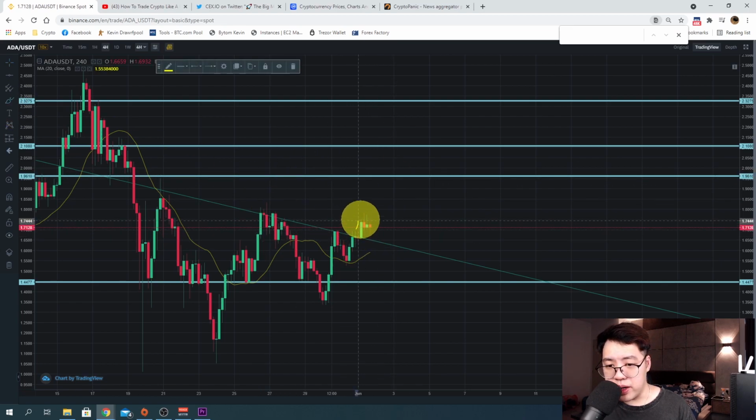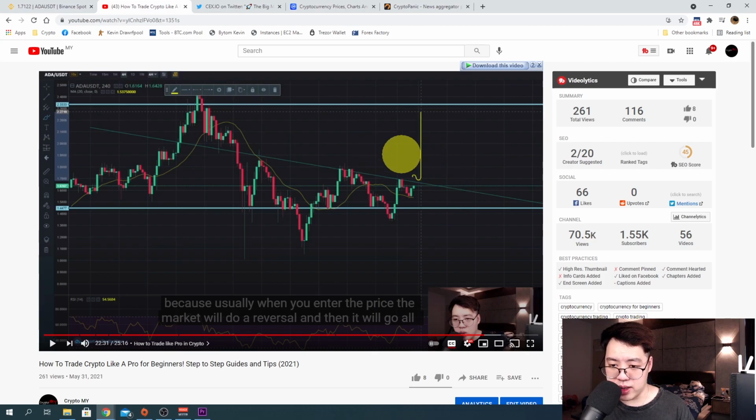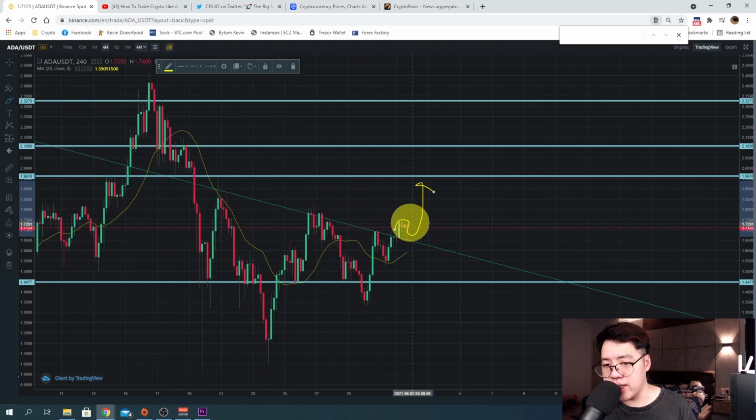If I use the brush tool, it looks something like that, and then it goes something like that. It's quite similar to what happened in yesterday's video that I posted, and right now the live chart of ADA is doing a similar movement.